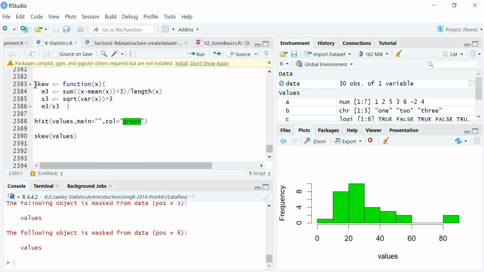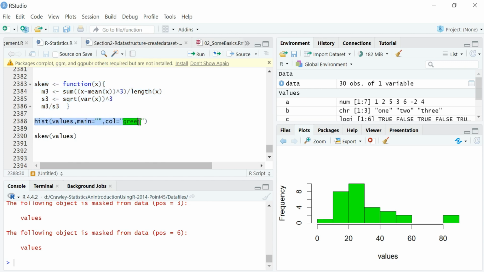Then we create a function called skew. In the function, we set M3 and S3. M3 is the sum of each observation minus the mean of this data, then take the cube, then divide by the length of the data, which is the sample size n. And S3 is the square root of the variance of the data, then take the cube. Then M3 divided by S3 is the return value for this function, and it is the result of the skewness.